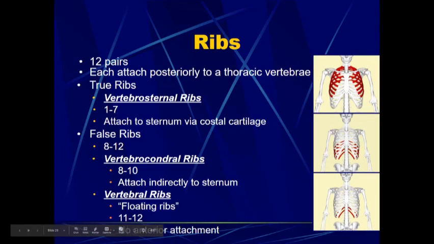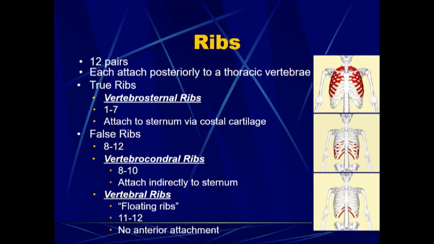The ribs, we have 12 pairs. Remember that each pair of ribs attaches to one of the thoracic vertebrae. The ribs can be divided into different parts. The true ribs, or the vertebrosternal ribs, are the top 7. The reason they're called vertebrosternal is because they have attachment on the vertebrae posteriorly, and then they are attached to the sternum via costal cartilage in the anterior. So each rib has its own costal cartilage attachment. So those are called the true ribs.